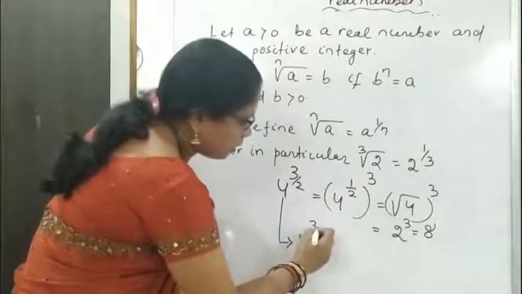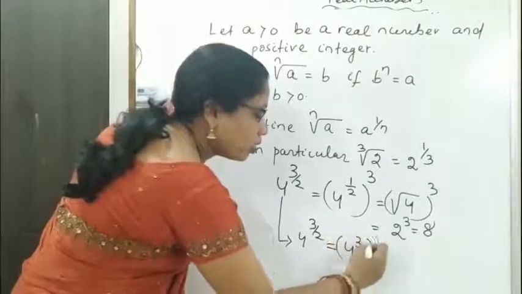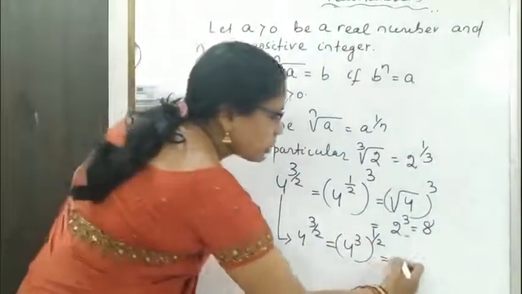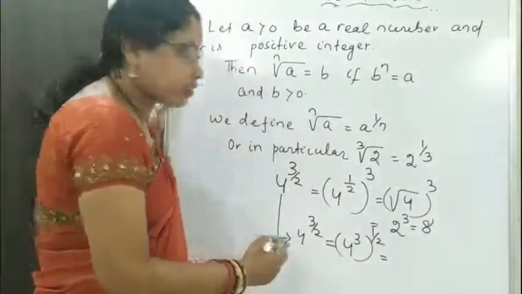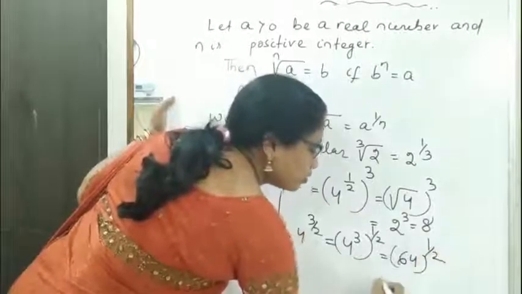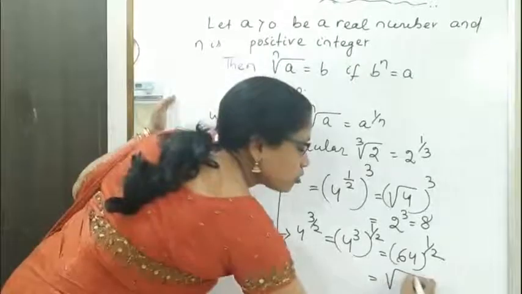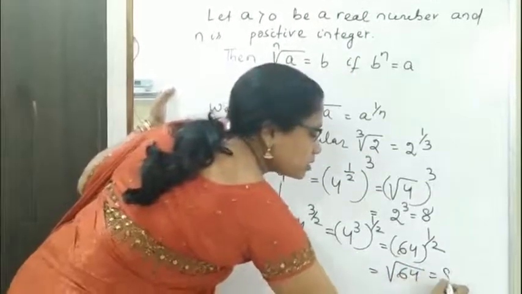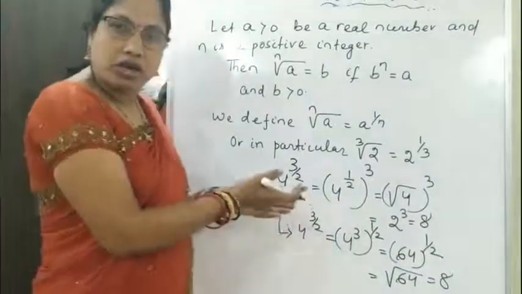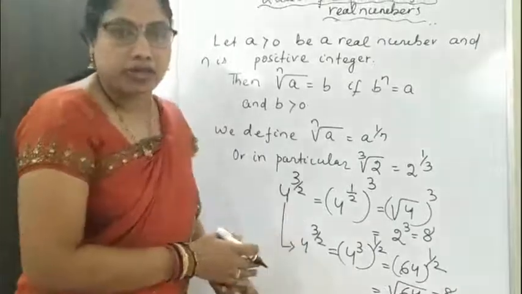4 to the power 3 by 2 can be written as 4 to the power 3, whole to the power 1 by 2. 4 to the power 3 is 64, so 64 whole to the power 1 by 2. 1 by 2 power means the square root of 64, which is equal to 8. So in this way we can use the laws of exponents also in the case of rational exponents.